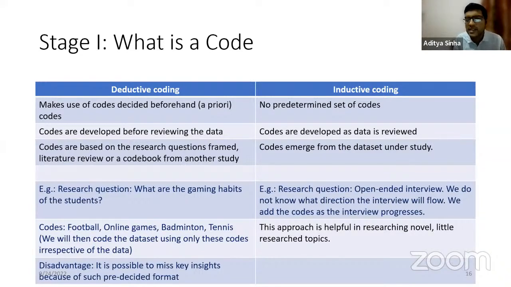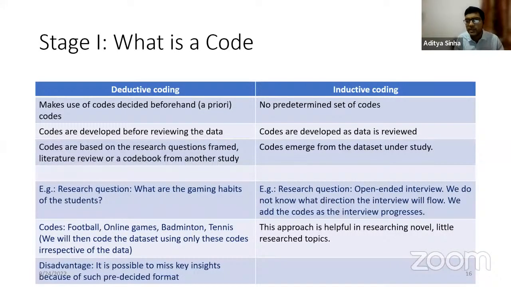So what is the advantage of this type of coding? The advantage is that you already have the set of codes and you are just testing it among the students. And what is the disadvantage? The major disadvantage is that you won't be making any new generalization. It will not be possible to give any key insights because you already have the code book with you. It will not give you something very new. So this is what is meant by deductive coding.